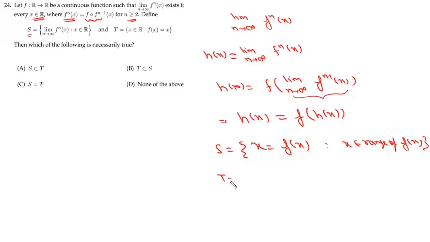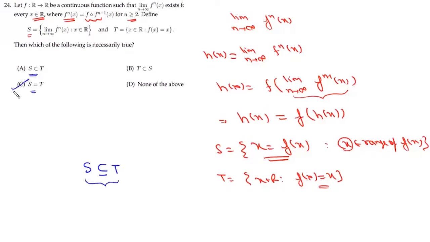So our set S is x equals f(x) for any x which lies in the range of f(x). Now the set T is given as x belongs to R and f(x) equals x. Now both these sets look equal, but the crucial information is that S is when x lies in the range of f(x). So essentially this S has to be a subset of T. So the answer to this question should have been S is a subset of T.